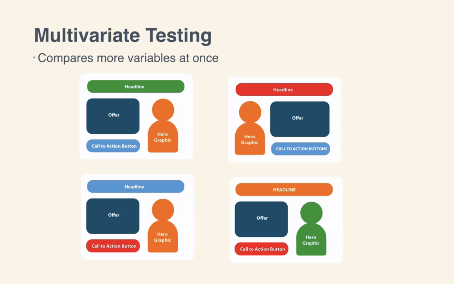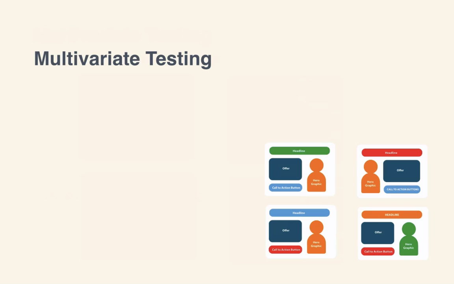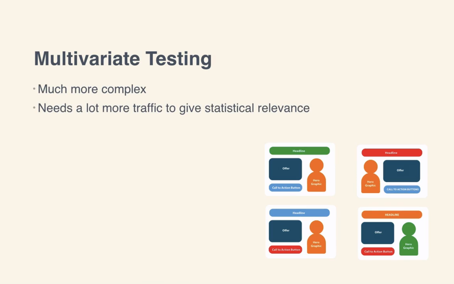I just want to mention multivariate testing, which is another thing that's commonly done on the web, but it's not A/B testing. It's a lot more complex and it compares more variables at the same time. So people might be given red, green, blue, orange headlines. They might be given different wording, capitalization. They might be given different layouts. But as you can see already, you've got a lot more combinations to test. So this turns out to be, as I said, a lot more complex, but you also need an awful lot more traffic to your site to give it this statistical relevance.